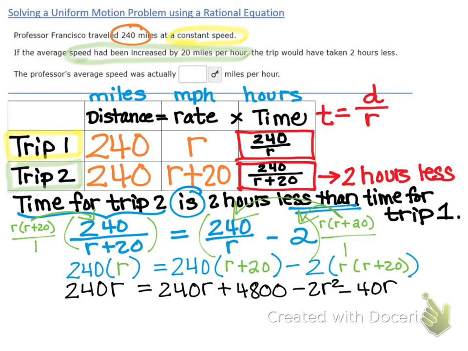So as soon as we see that we have an exponent of 2, we know that our goal is to set the equation equal to 0 and get it into standard form. So I am going to show you what it looks like once we set it equal to 0. So we will have 0 equals negative 2r squared minus 40r plus 4,800. Hopefully you notice that the 240r term on each side will cancel out. So now we notice we have a quadratic equation in standard form.